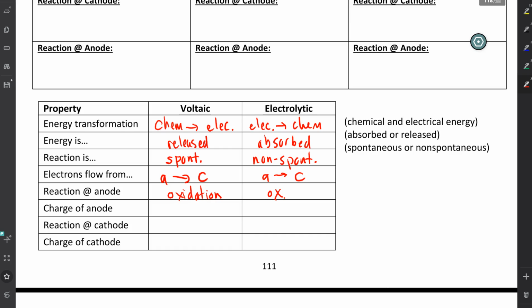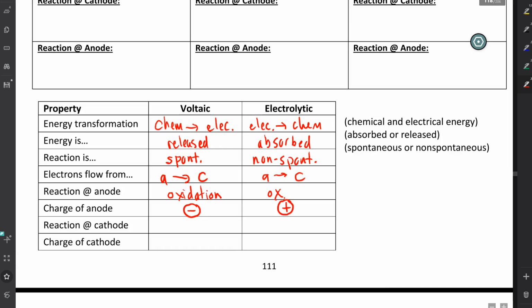The charge of the anode is different for the voltaic and the electrolytic cell. In the voltaic cell, the anode is negative. Remember, we have anode, there's the letter N in anode, there's the letter N in negative. The electrolytic cell has a positive anode. Again, that's because we're forcing electron flow in the opposite direction. The reaction at the cathode for both voltaic and electrolytic cells is the reduction half reaction. The charge of the cathode in a voltaic cell is positive. Remember, the T in cathode kind of looks like a little plus sign. In an electrolytic cell, it is negative.